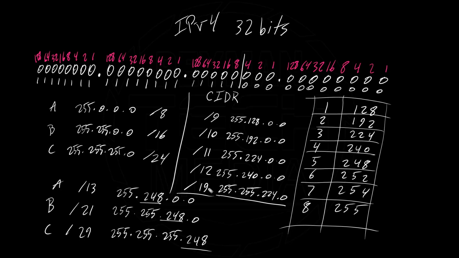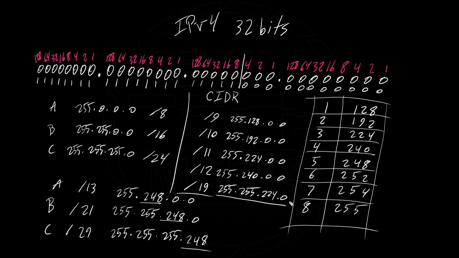Okay, so the /19, again, we already know by default for class B it is 16, therefore 16 plus what gives us 19? 16, 17, 18, 19, so 3. Looking at this table, 224 here on the third octet. 255, that's 8 bits. 255, that's another 8 bits. So 8 plus 8, 16. So it gives us 255, and we need 3 more. So we are on the third octet, 224, and then the last octet is all 0.